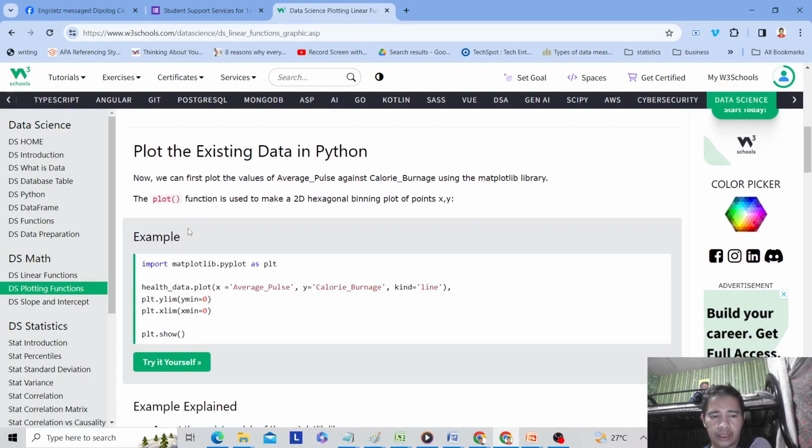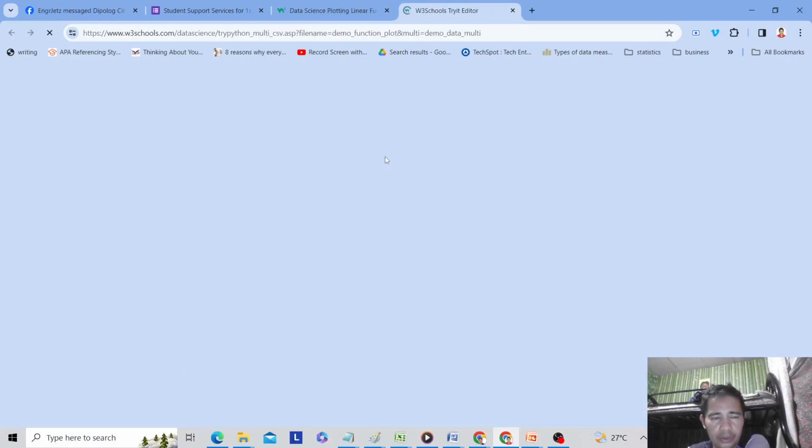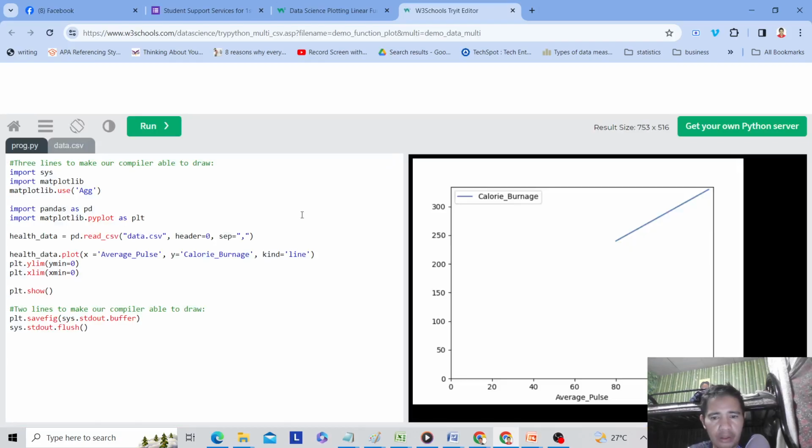Import matplotlib.pyplot as plt. healthdata.plot(x='Average_Pulse', y='Calorie_Burnage', kind='line'). plt.ylim(ymin=0). plt.xlim(xmin=0). plt.show(). So let's try it yourself in order to get our values.